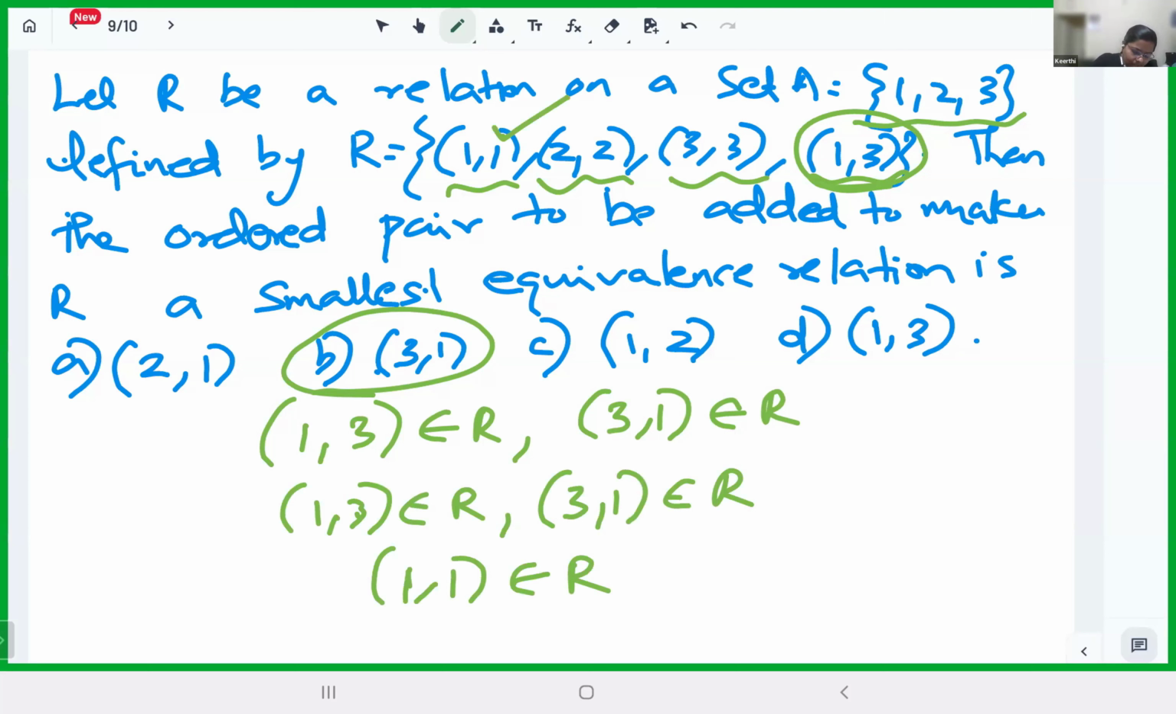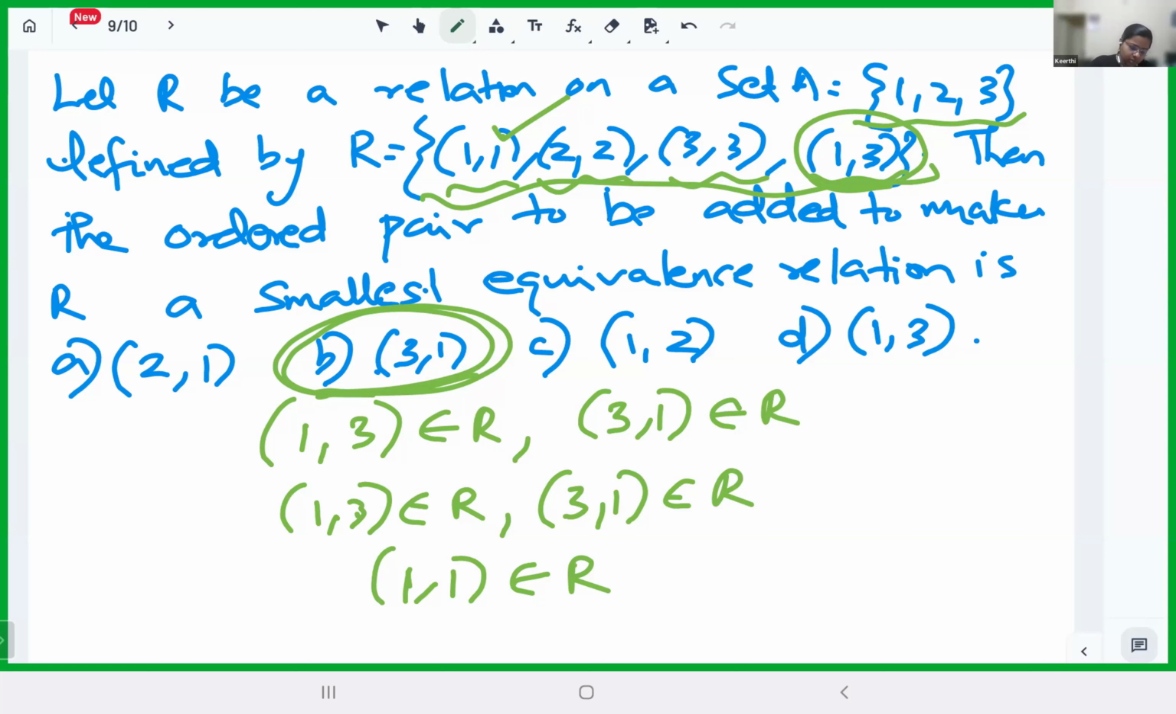So if you add the ordered pair (3,1) to that particular relation, then that relation will become an equivalence relation because it will satisfy all three properties, that is reflexive, symmetric, as well as transitive. So thus it becomes an equivalence relation.